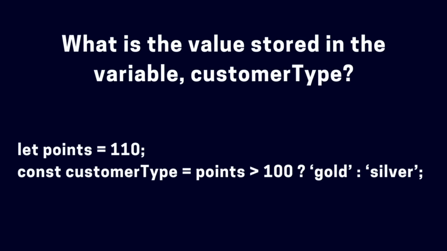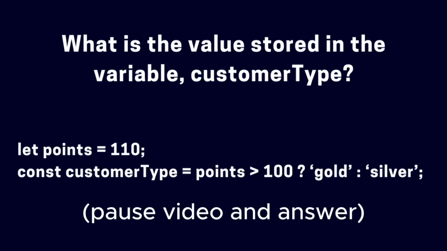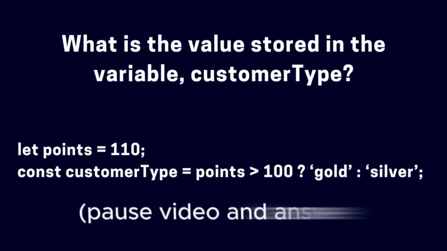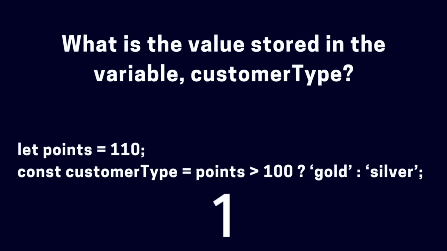What is the value stored in the variable customer type? The value stored will be the string containing the word gold.